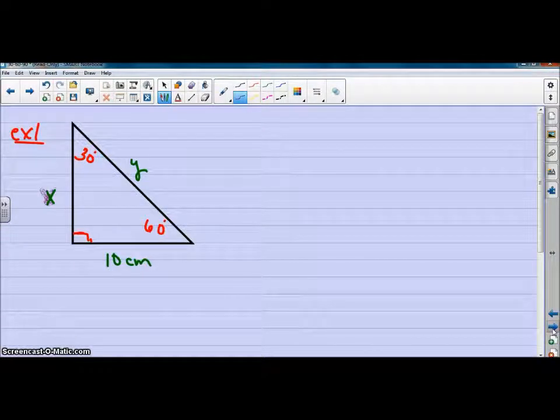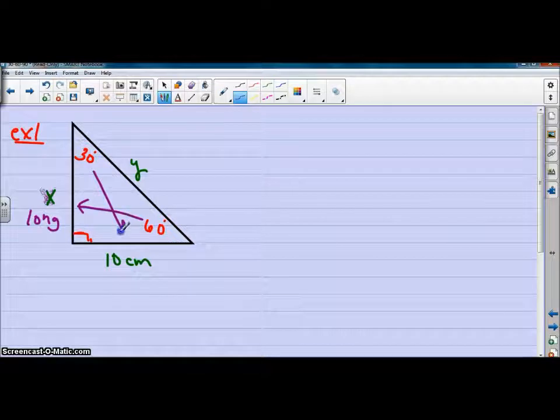In my first example, I have x across from the 60. This is the long leg. I always identify my sides. I have 10 across from the 30. This is my short side. And I have y across from the right angle. This is my hypotenuse. Now I'm going to approach this using the formulas or the ratios. I'll try to do both or speak about both as I'm working.